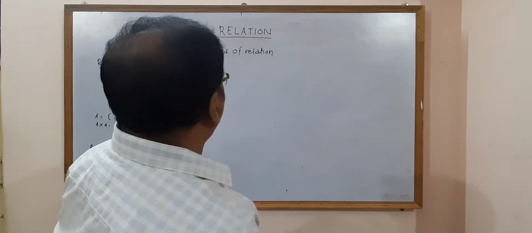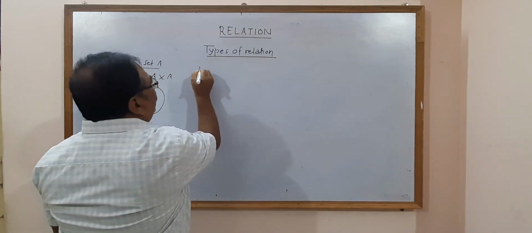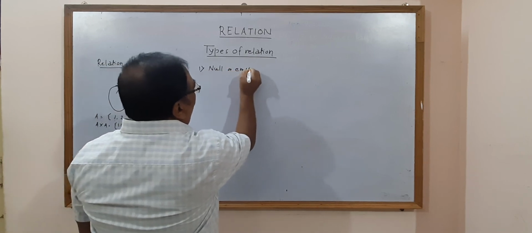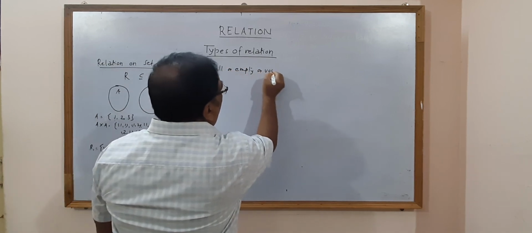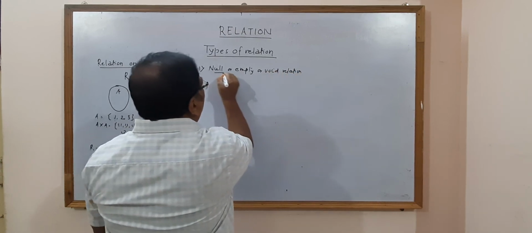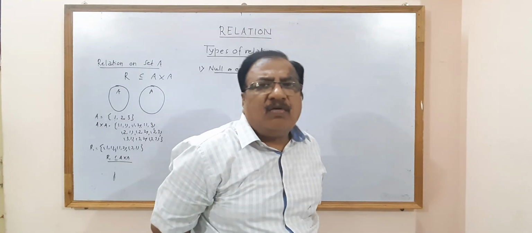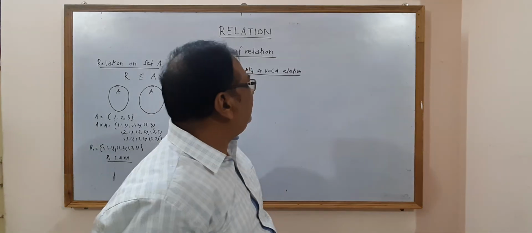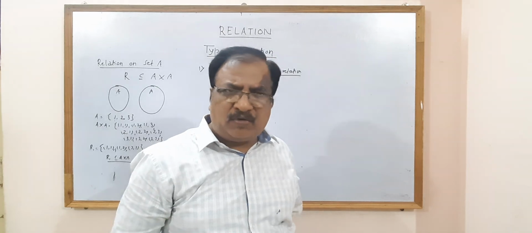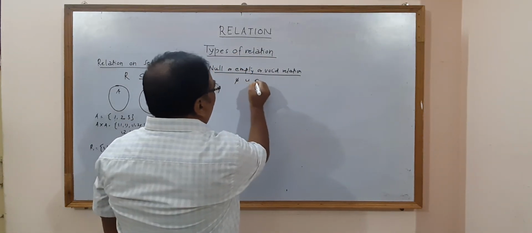So the first type of relation we will discuss is the null relation. Type of relation number 1 is the null or empty or void relation. Now the question is, why is phi a relation? Why is the null set a relation?